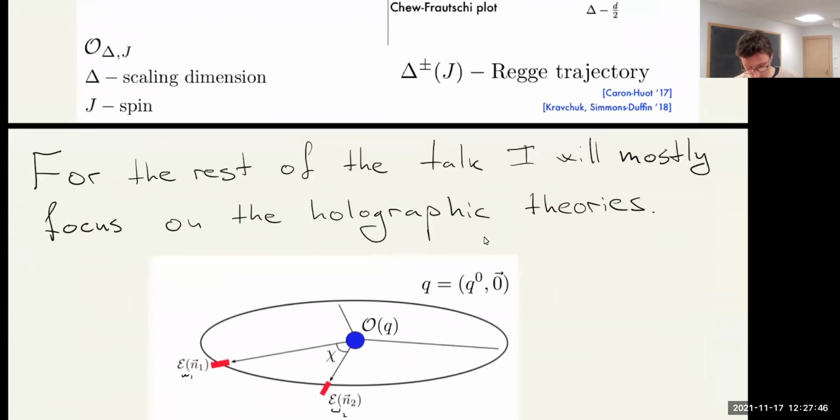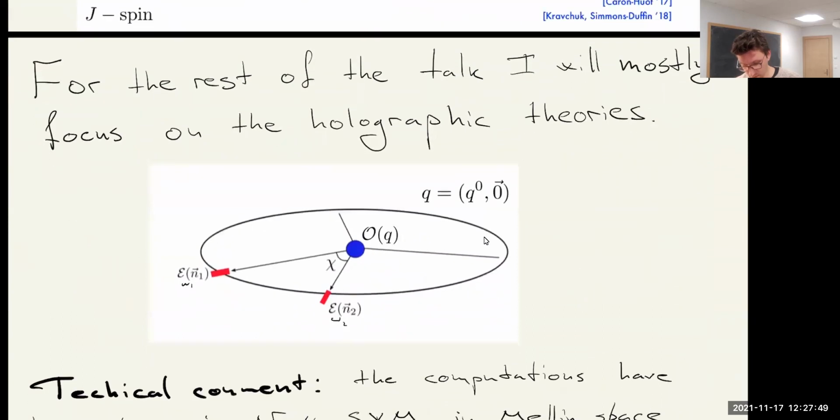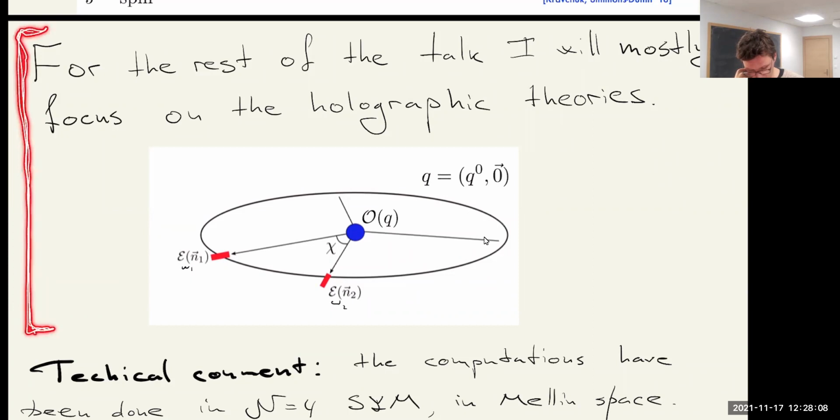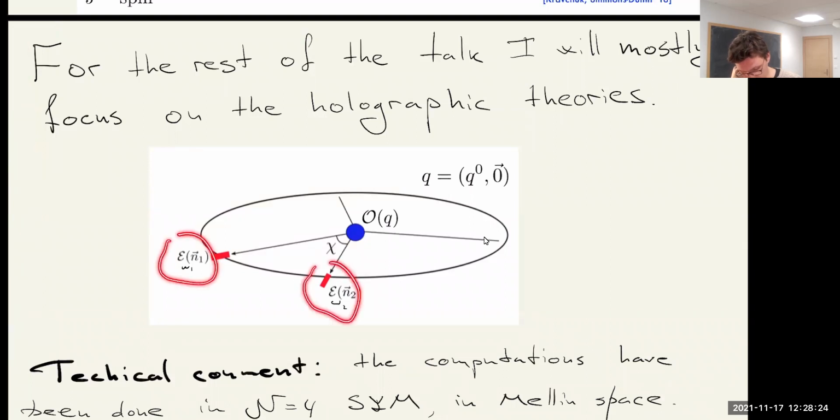Okay, so let me now come back to my motivation, which is that I told you, let's look at the longitudinal structure of the state. And for the rest of the talk, in view of time, I will focus on the holographic theories, because they exhibit interesting structure in this omega compared to weak coupling, maybe. And we just focus on some state created by a local operator, and we do some pair of energy detectors with omega 1 and omega 2.